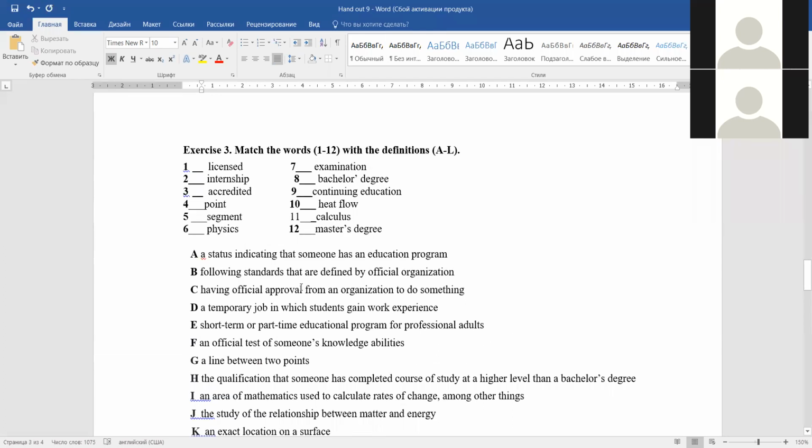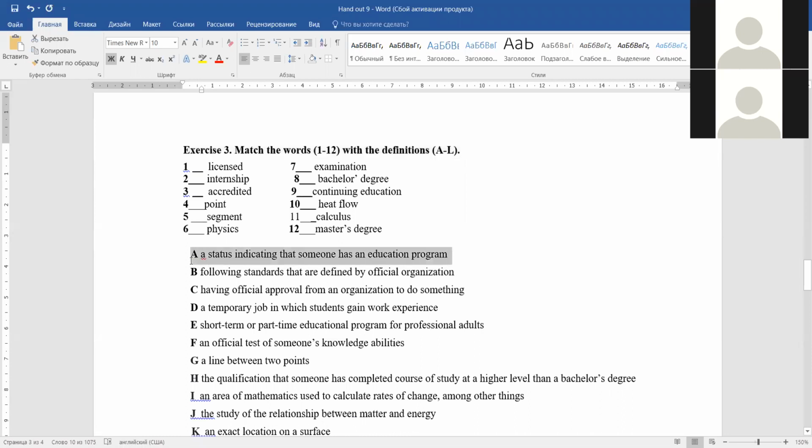It's very interesting. Exercise for everybody. Nurlan, what is the task of exercise number 3? Can you read it? Match the words from 1 till 12 with the definitions. Соедините слова с их определением. First of all, you have to read the definitions and find the word. Aysana, the first definition.